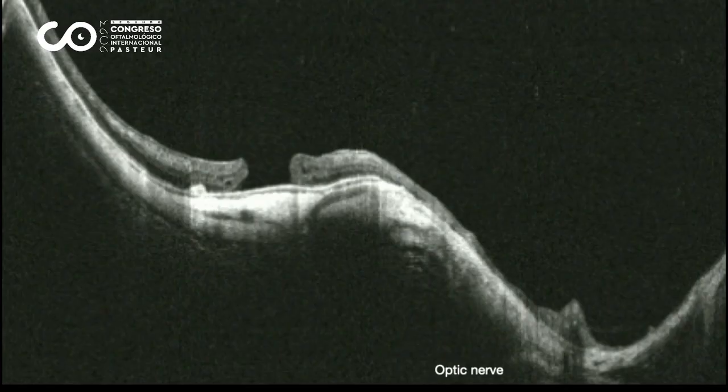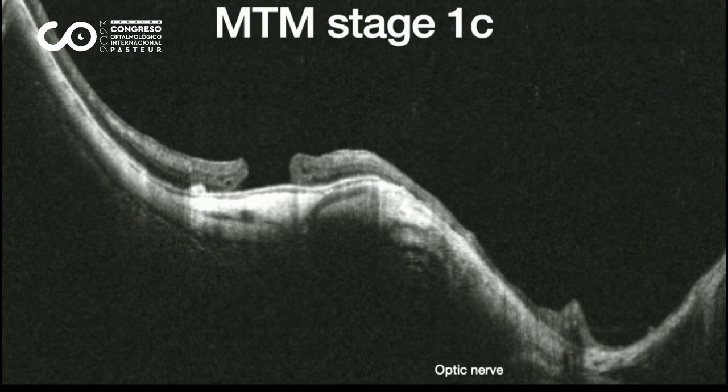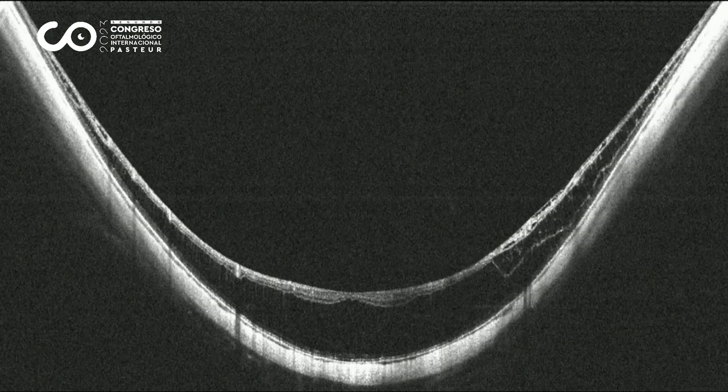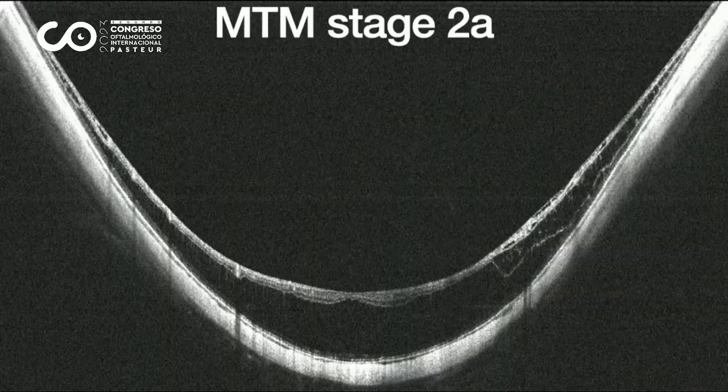As an example, this is stage 1C. The macula has just inner schisis and the fovea has a full thickness macular hole. In this case, we see an outer schisis and the fovea is intact, so stage 2A.